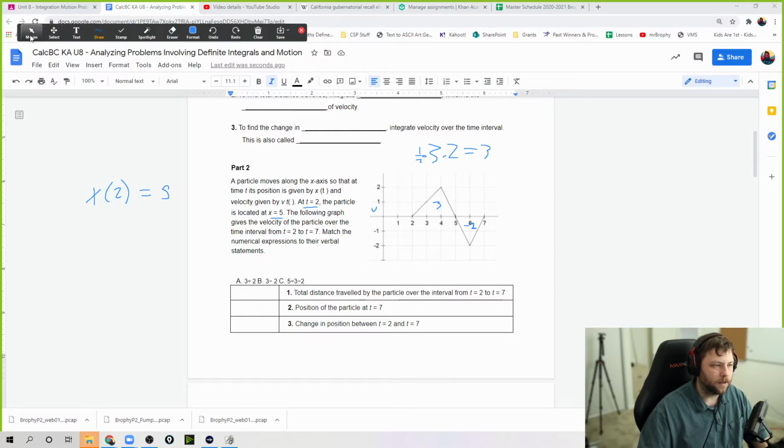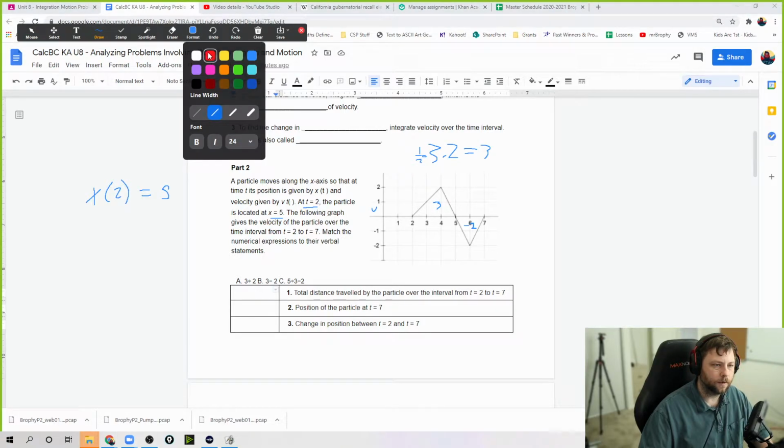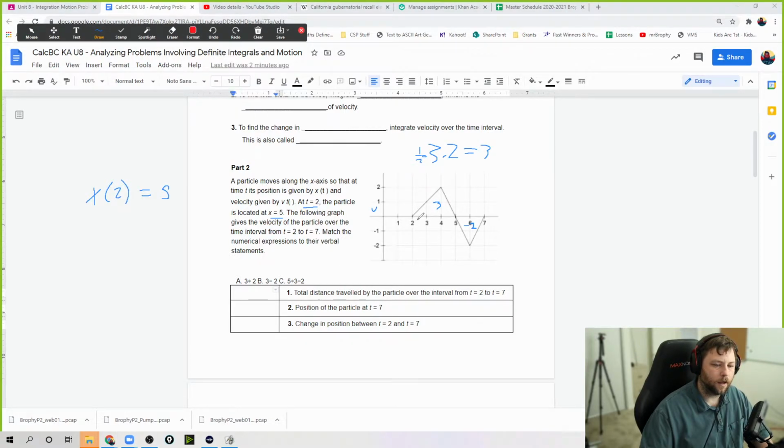So if I want to get my total distance traveled by the particle over this interval from 2 to 7, I'm actually going to change my text to red. Actually, no, I'm just going to do it this way. I'd want to add this part. So I'm looking at a 3, and then plus this part. So my answer here would be A. It's a total distance traveled, so you'd have to treat these as positive or as absolute values.